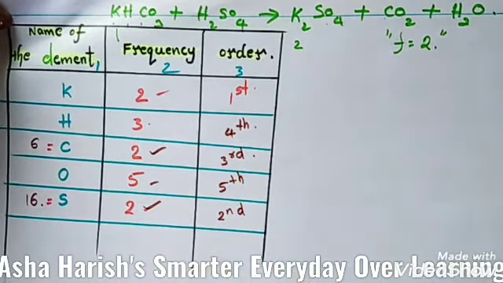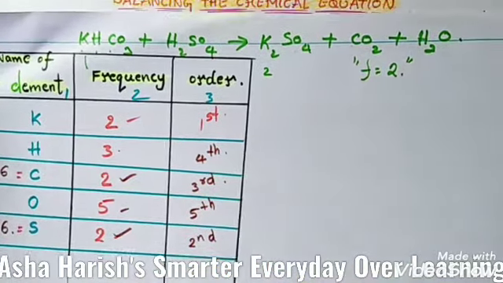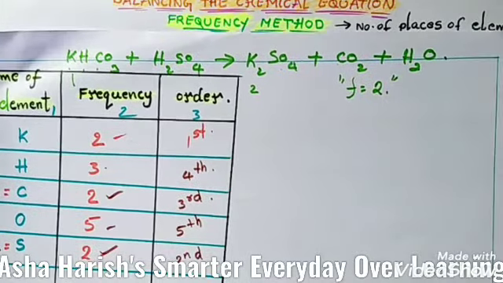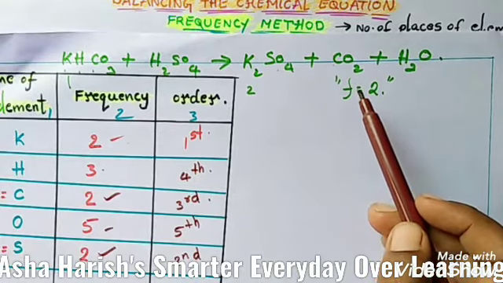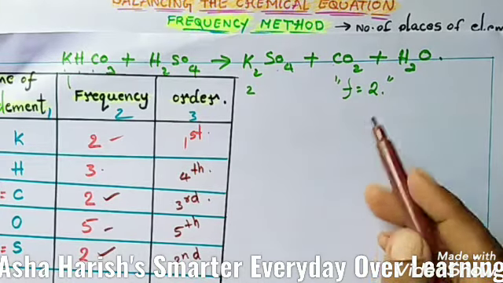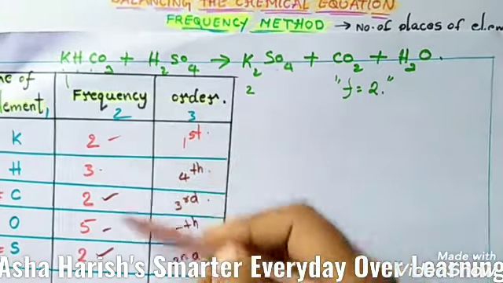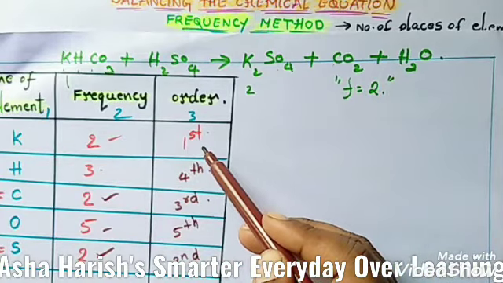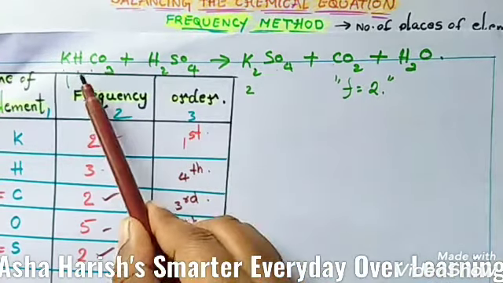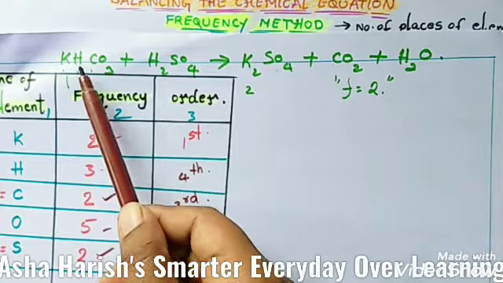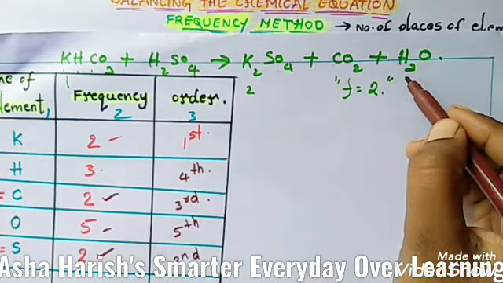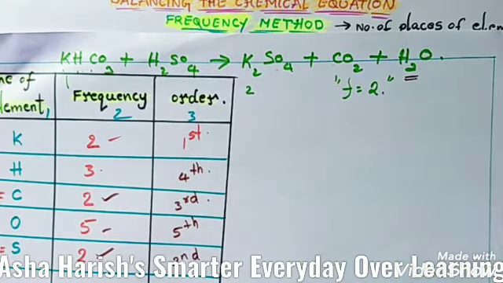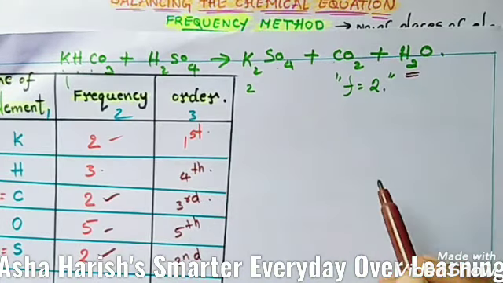Okay students, now let's go for balancing the chemical equation by using this frequency method. Here is the example you have. Now let's go for balancing here. First of all you need to count the frequency and the order. Here is the first one, hydrogen. Here you see the number of hydrogens is 3, and here only 2. So this is about hydrogen.